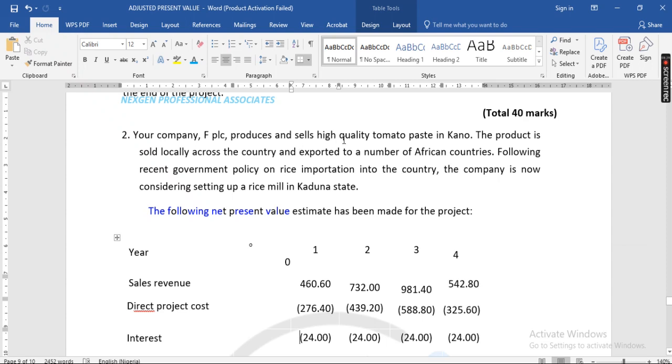Now, your company, FPLC, produces and sells high quality tomato paste in Kano. The product is sold locally across the country and exported.